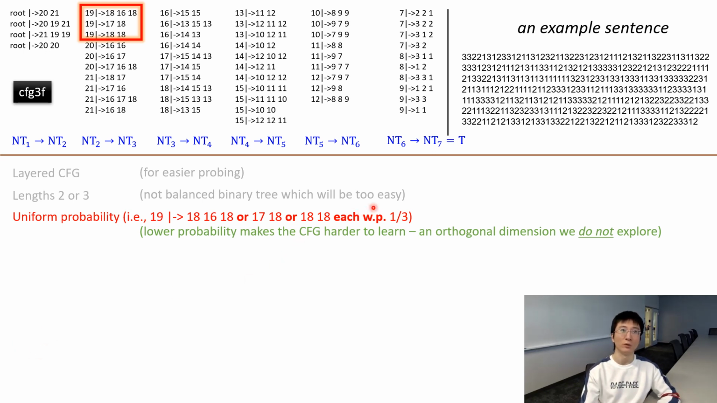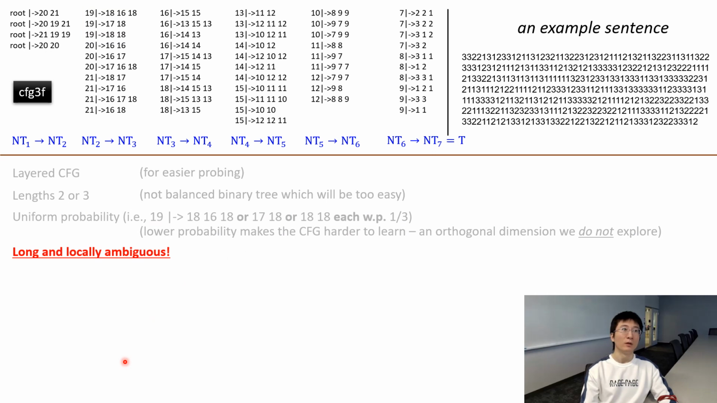So therefore, we do not assume the probabilities to be very skewed, and for simplicity, we just assume the probabilities to be uniform. Okay, so that's another property. And very importantly, the CFG, for instance this one, CFG3F that we constructed, is very long and locally ambiguous.